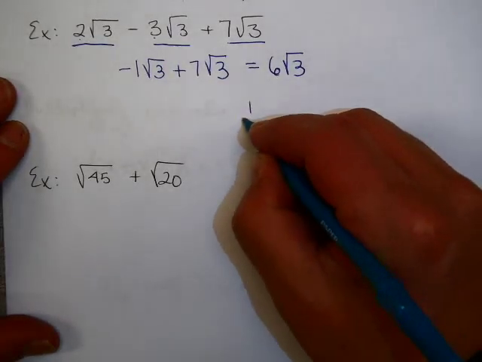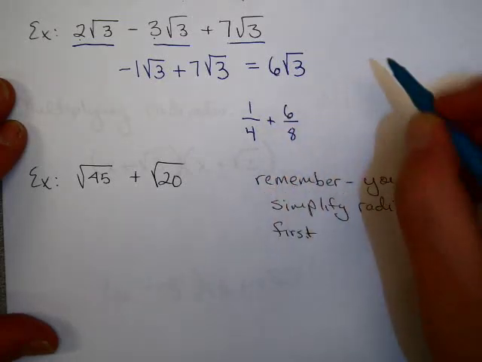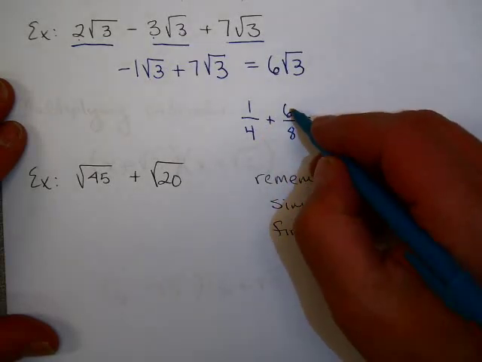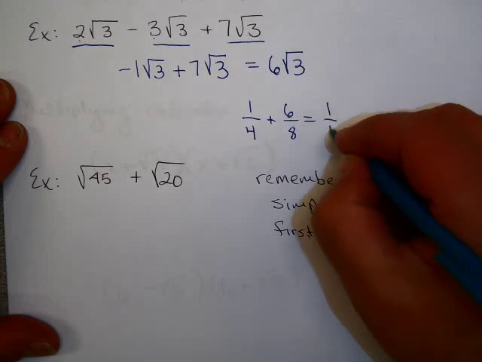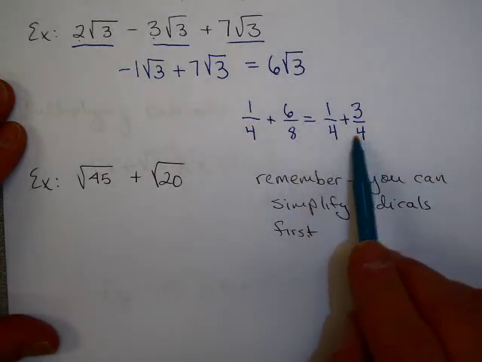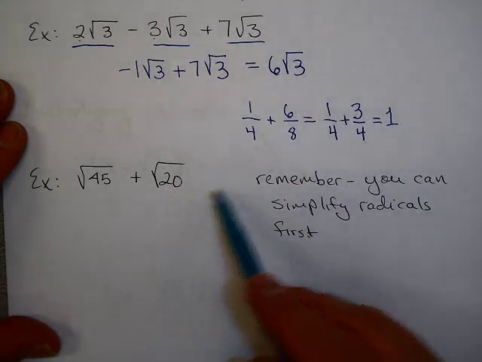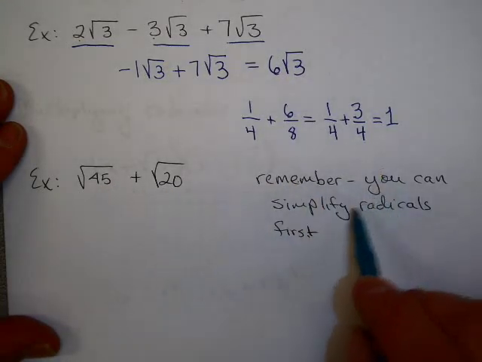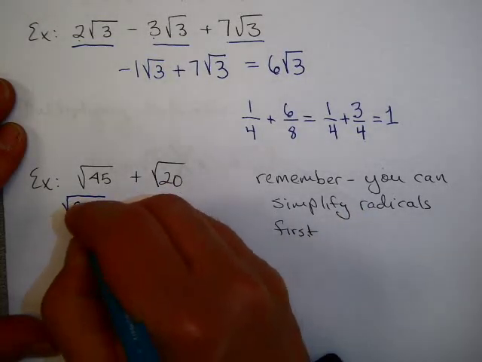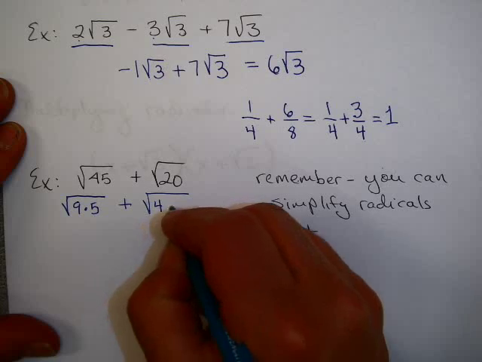But think about a problem like this from your past, like 1/4 plus 6/8. You would be wrong to say, well, there's nothing I can do, or I need a common denominator. One thing you could do is take 6/8 and simplify it. In this case, 6/8 simplified is 3/4. 1/4 plus 3/4, of course, everybody knows, is 1. The same idea here. What we could do first to our radicals is simplify them. The square root of 45 is the square root of 9 times 5. And the square root of 20 is the square root of 4 times 5.